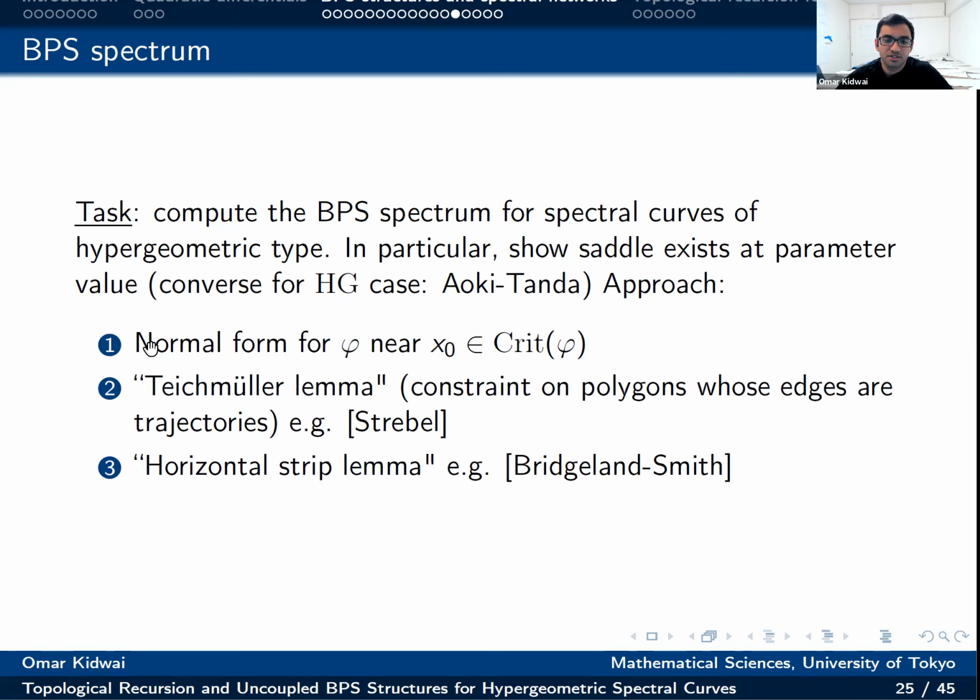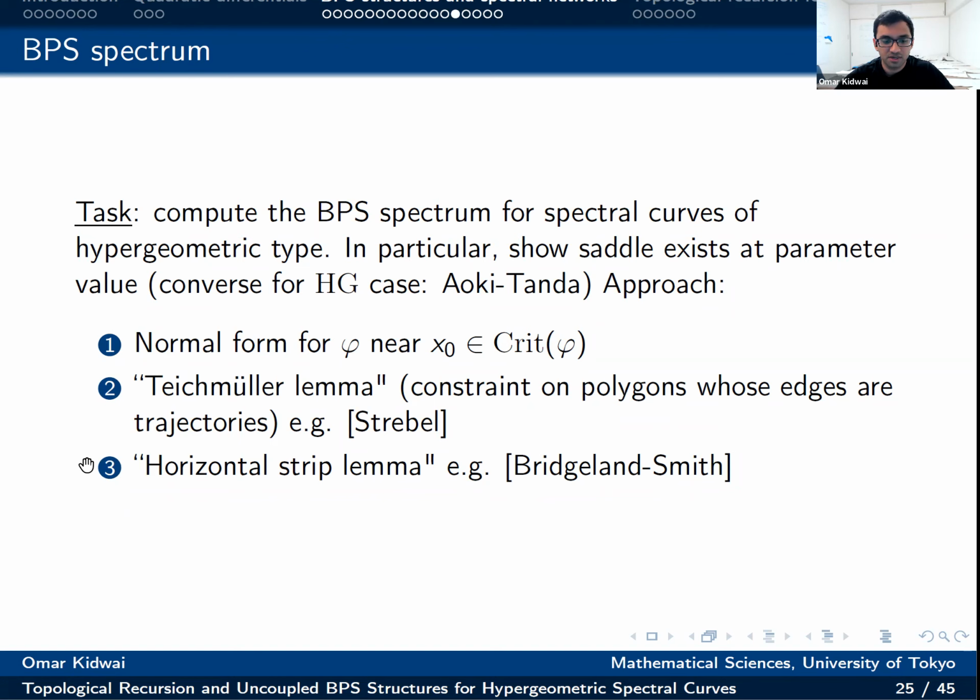So the approach is, there are a couple of restrictions that you can put on the Stokes graph, on the foliation. First, there's a normal form: the pictures that I showed you essentially exhaustively give you the local behavior of the foliation around any turning point or pole. I call those critical points. And there's another restriction, called the Teichmüller lemma, which constrains the polygons whose edges are trajectories that you can form. These two are combinatorial constraints on what the Stokes graph could be.